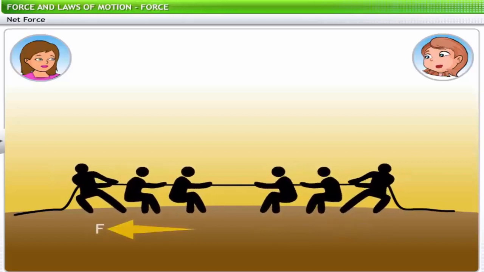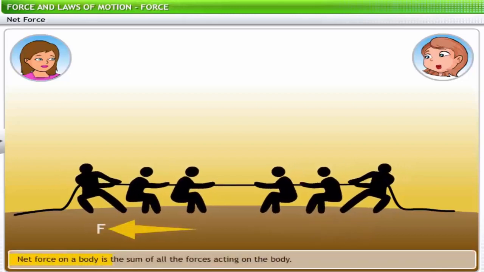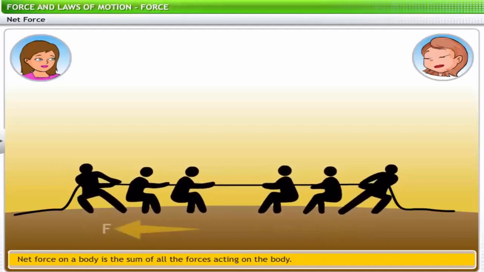This resultant force is called the net force. Net force is the sum of all the forces acting on the body. The magnitude and direction of the net force on the body depends on the magnitudes of the individual forces and their directions.